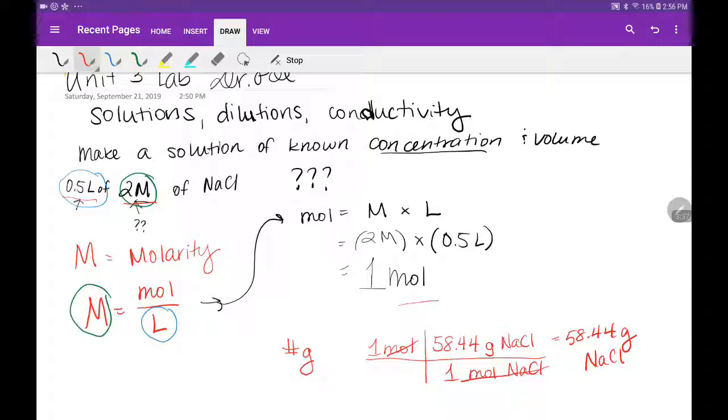That's how you can do that, and the lab asks you to calculate this a couple different ways. The important things are using the molarity to solve for moles, and then multiplying the number of moles by the molecular weight in order to figure out the number of grams.